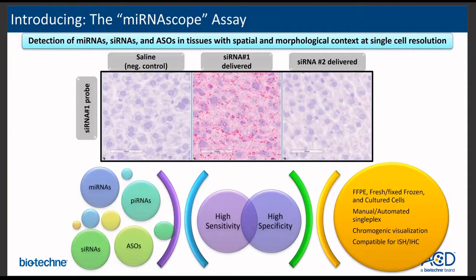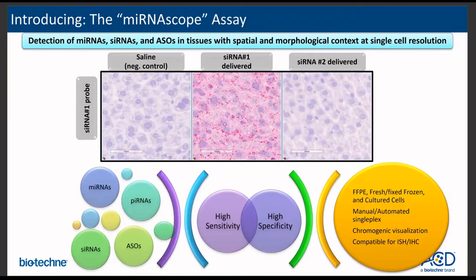The miRNAscope assay is supported for, again, FFPE, fresh frozen, fixed frozen, and cultured cells tissue types. This is only available in singleplex for both manual and automated. And then we can do the chromogenic visualization, as you can see in this example right here.